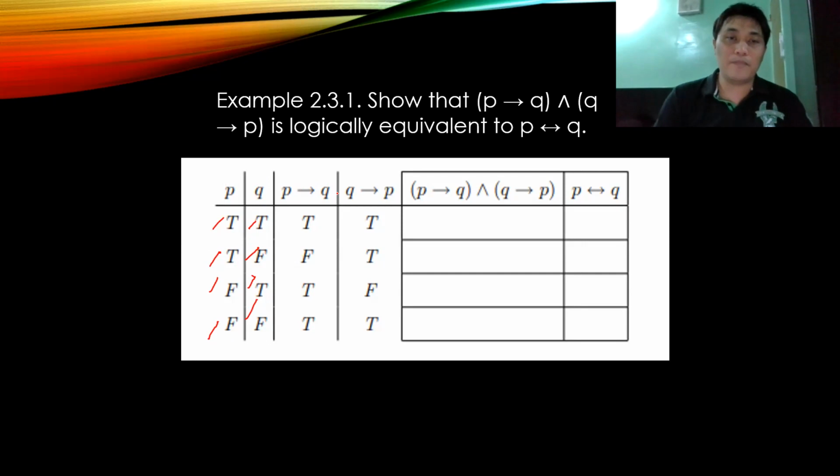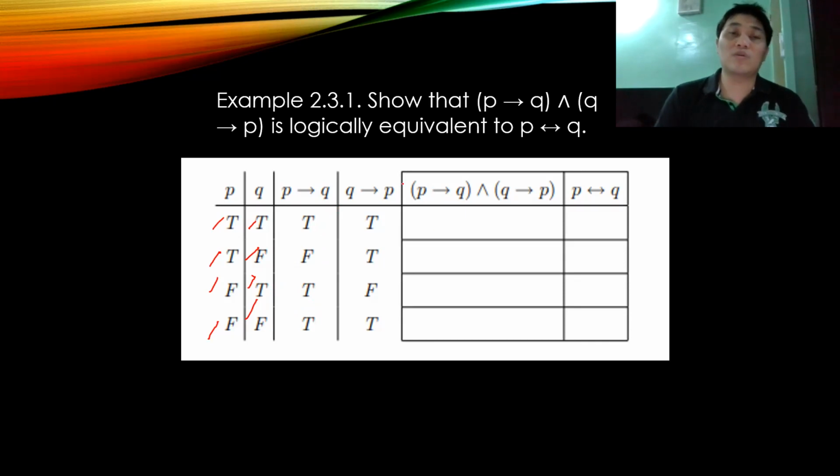So if P implies Q, our answer will be true because our statements P and Q are the same, true. The next one is true and false. So P implies Q, this will be false. False, true, this is true. And both false, this is also true.